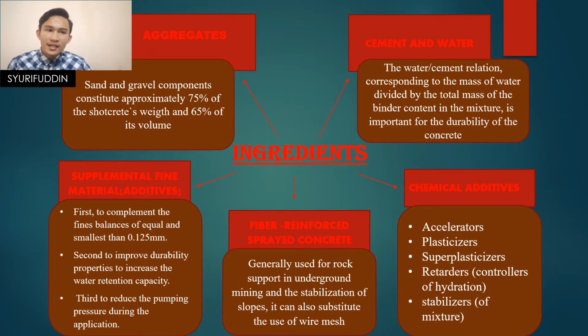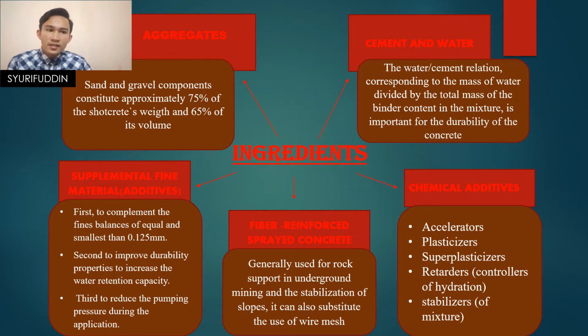Number 2 is cement and water. The water-cement ratio, corresponding to the mass of the water divided by the total mass of the binder content in the mixture, is important for the durability of the shotcrete. The water-cement ratio is generally between 0.4 and 0.5.